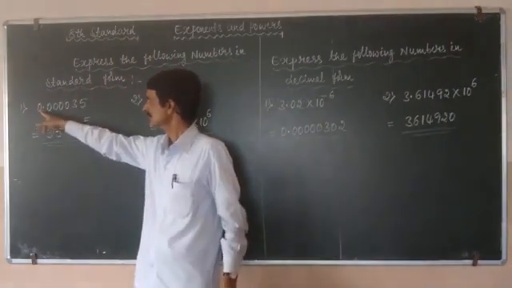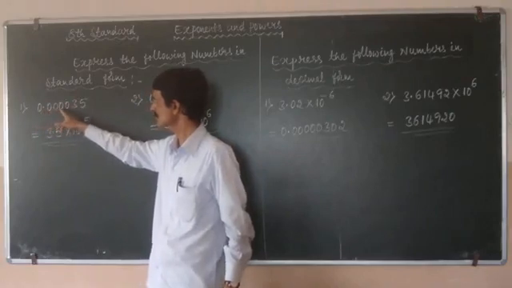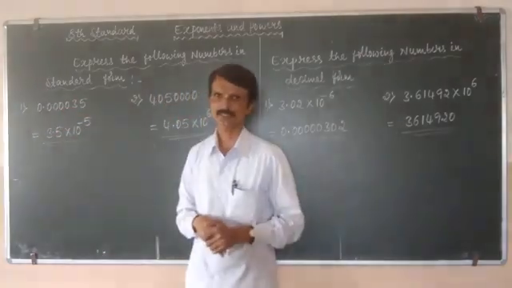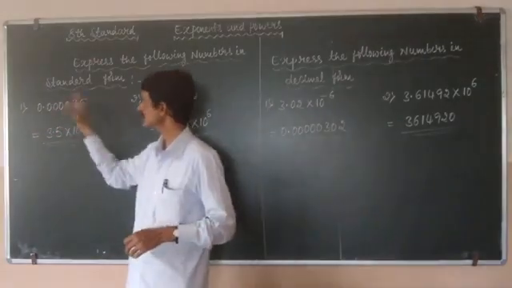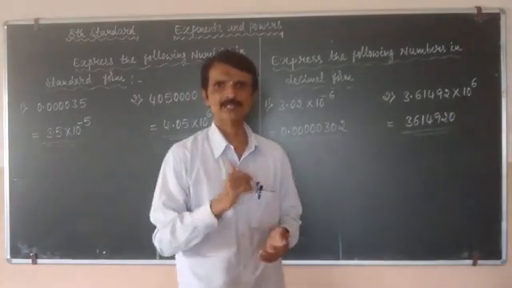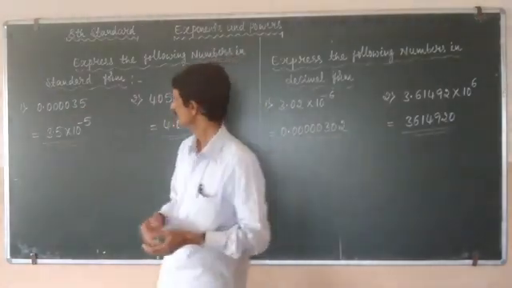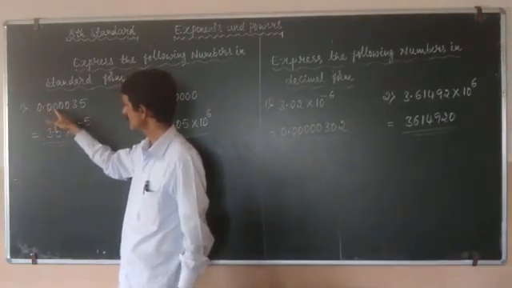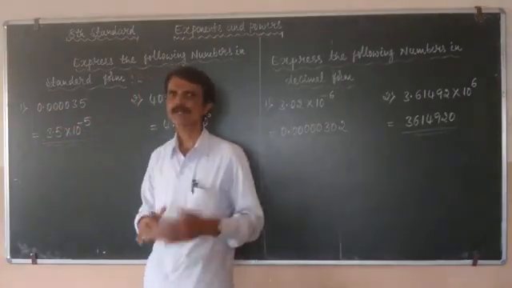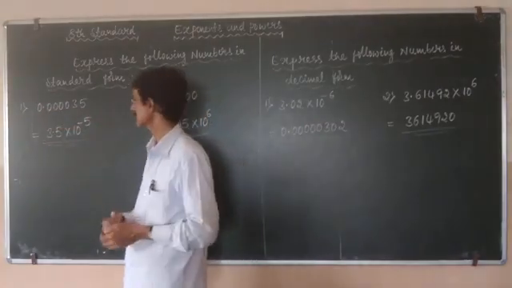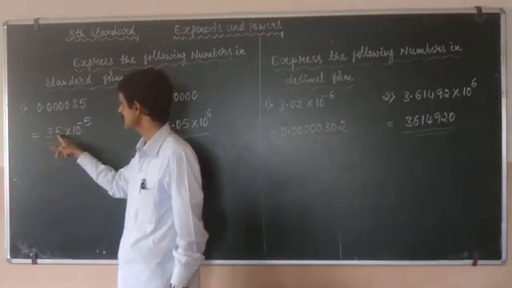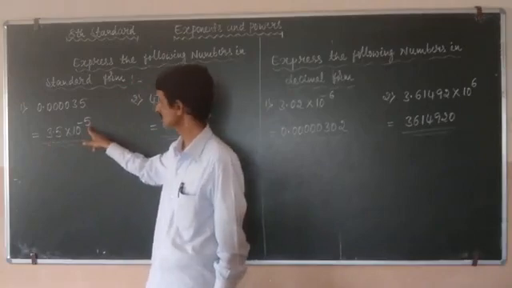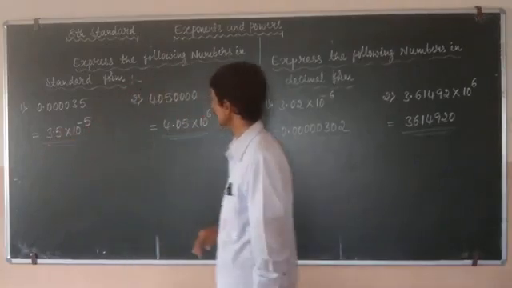So here is 0.000035, which is a very small number. It is very difficult to read these numbers. Therefore, observe here, after the decimal: 1, 2, 3, 4, 5. So 5 places are there, therefore this can be written as 3.5 into 10 to the power of minus 5.